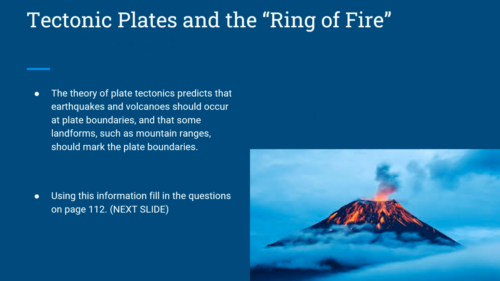Tectonic plates in the Ring of Fire. The theory of plate tectonics predicts that earthquakes and volcanoes should occur at plate boundaries, and that some landforms, such as mountain ranges, should mark the plate boundaries. Using this information, we're going to fill in the questions on page 112.